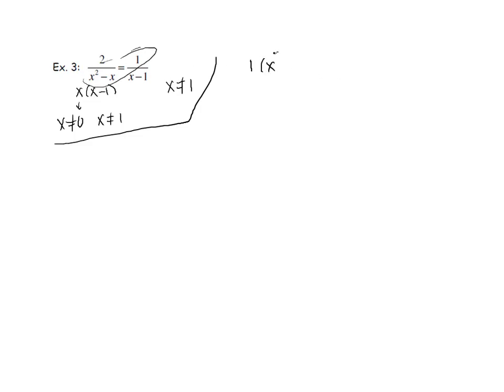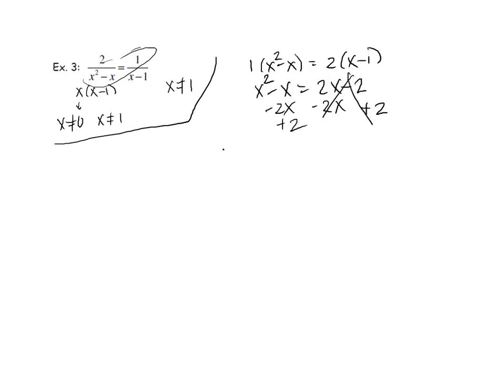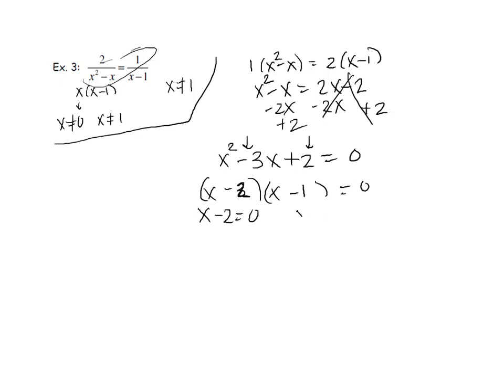So we're going to go 1 times x squared minus x. We'll go 2 times x minus 1. So x squared minus x, 2x minus 2. Now this one is different because there's a squared. Whenever there's a squared, we want everything on that side. So we're going to subtract 2x, and we're going to add 2. We're going to combine any like terms we have, and we have a trinomial. It can be factored, so let's factor it. What numbers multiply for 2 and add up to negative 3? And then we solve by setting each one of these equal to 0.